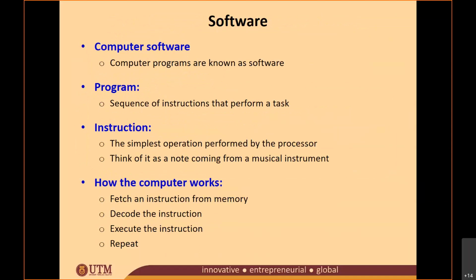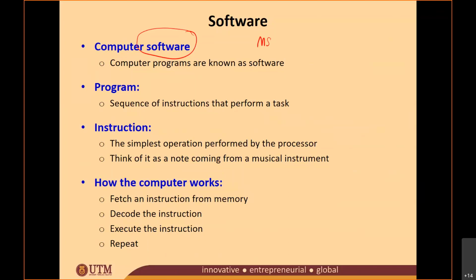To do a program, you need computer software. This computer software is actually a computer program, known as software. For example, if you're going to do word processing, you need a Microsoft Word program. If you're going to do image processing, you need Adobe Photoshop software. So that is computer software.